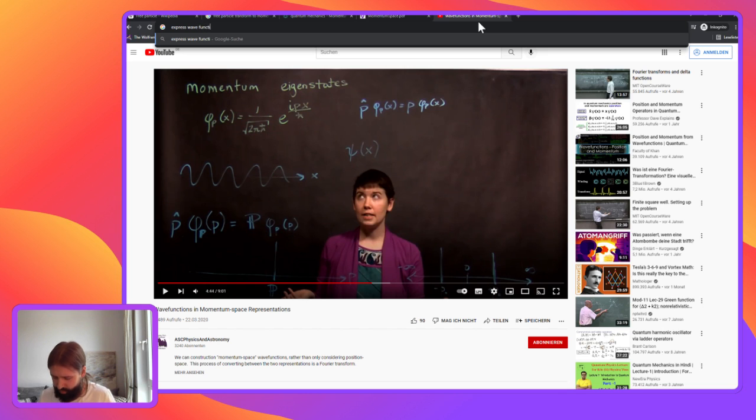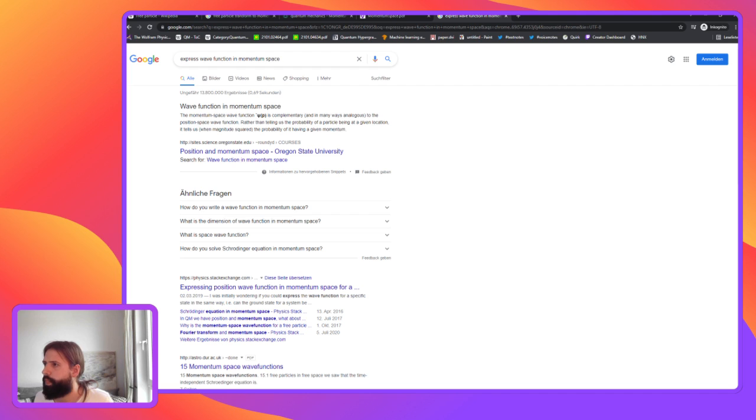Express wave function in momentum space. It's complementary.